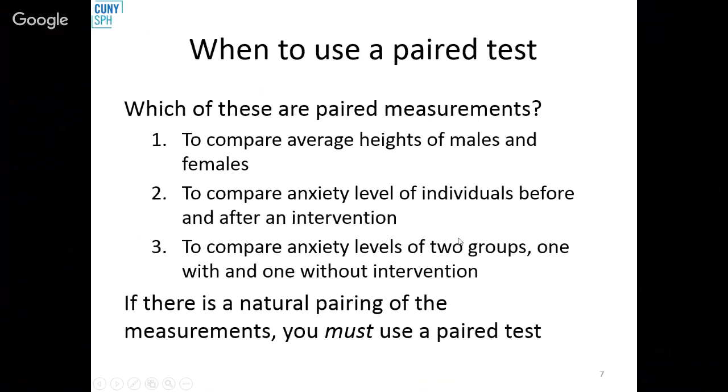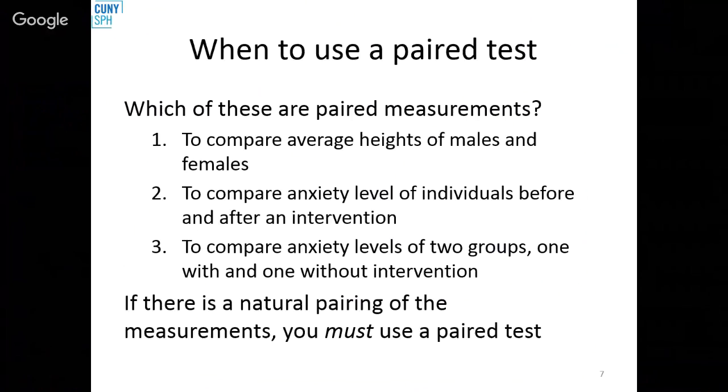Not paired, these are 2 groups. So not paired. So if there is no natural pairing of your observations, you cannot use a paired test. You wouldn't even be able to, because you wouldn't know how to match up the observations from the 2 groups. But if there is a pairing, then you must use the paired test, because these are not independent samples.